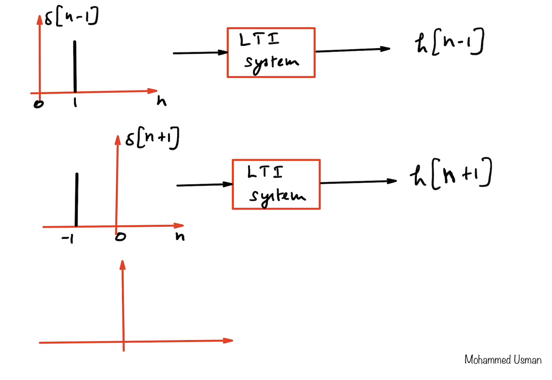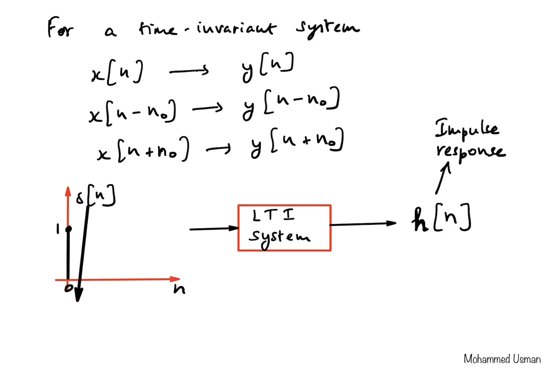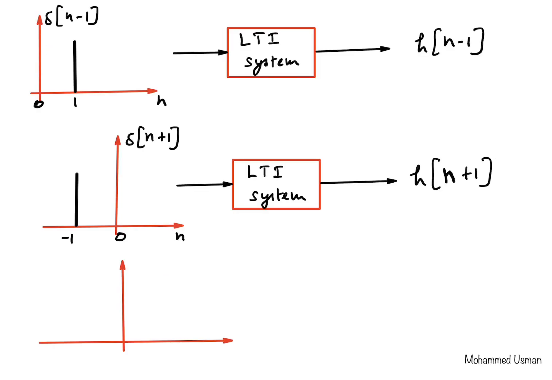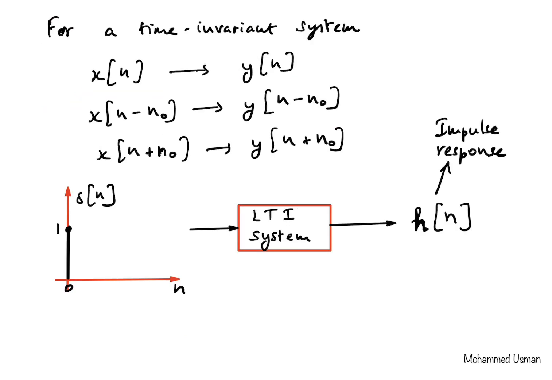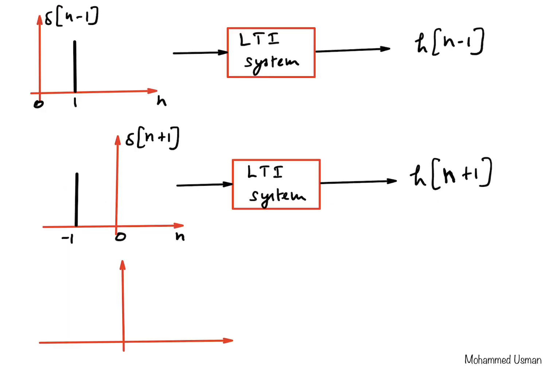Now if we have a new input, which is a linear combination of delta of n, delta of n minus 1 and delta of n plus 1, and in this linear combination I'm going to make all the weights equal to 1. So basically we are going to create a new signal x of n, which is the sum of these three signals, delta of n plus delta of n minus 1 plus delta of n plus 1, and then see what the corresponding output of that system will be, given that we know the outputs of these individual signals, right?